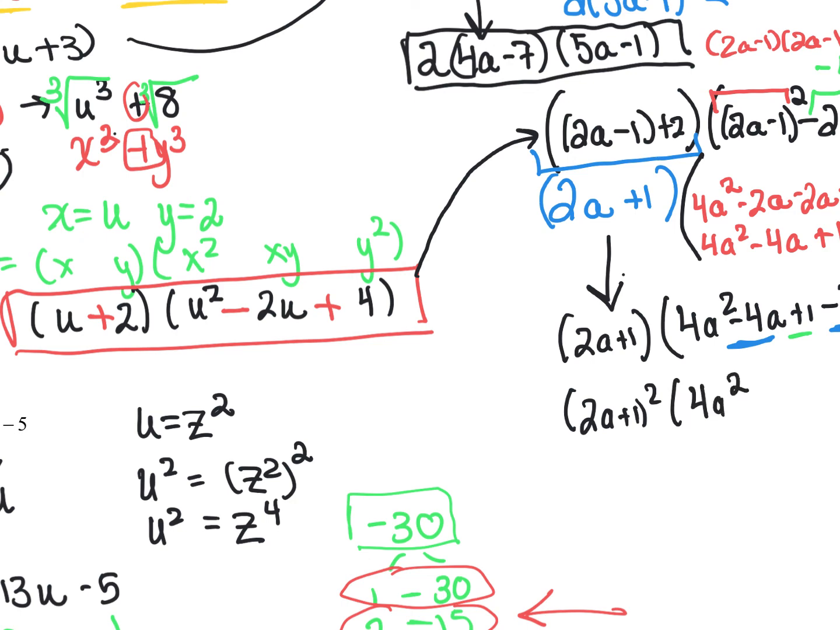4a squared minus 8a plus 7. And then that is my final answer. Sorry for forgetting to plug that back in.